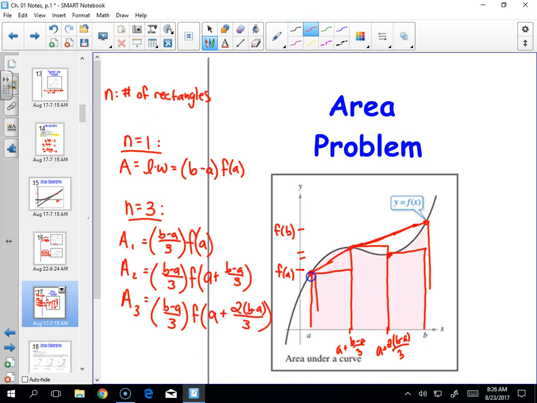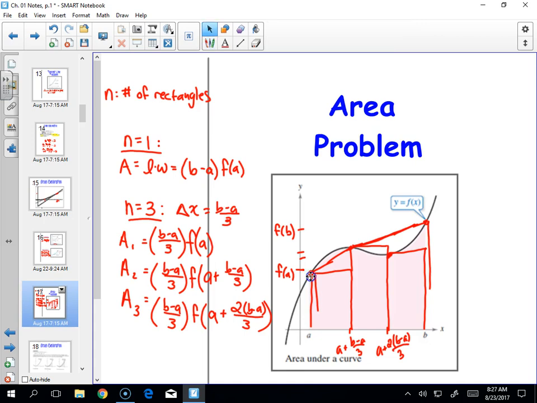The other way I usually do it is way up here at the beginning. I say delta x, which is the base. I just call it B minus A all over n, or 3. And I can just say delta x, 2 delta x, delta x, delta x, delta x. That's too snazzy. Anyway, that's the idea.